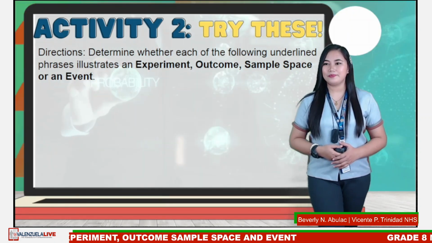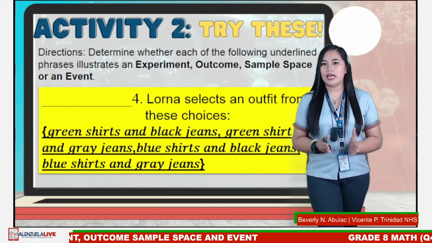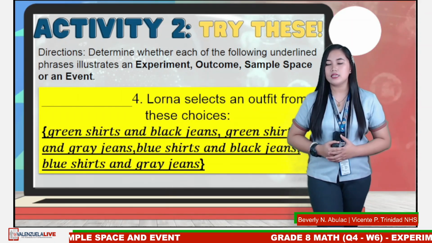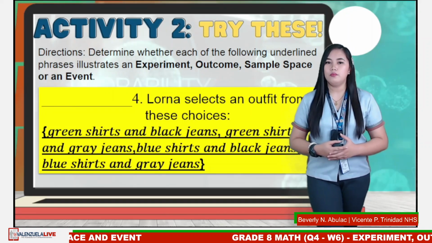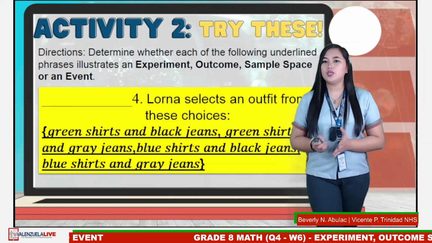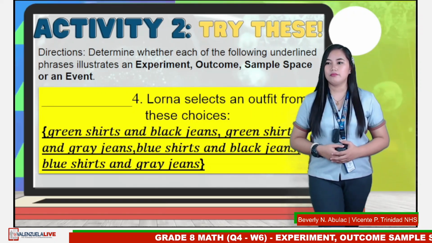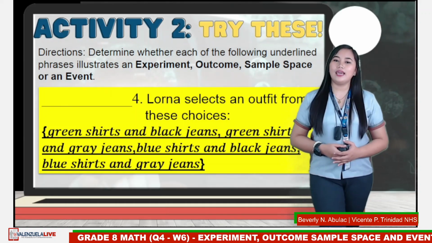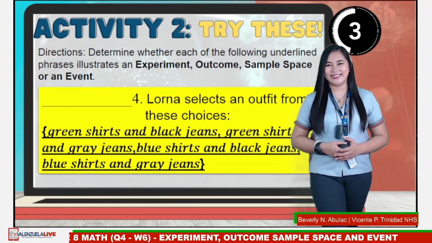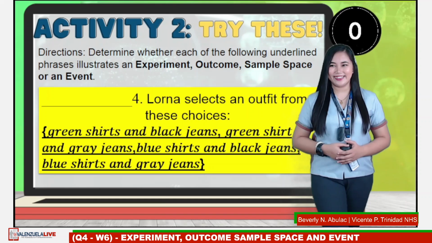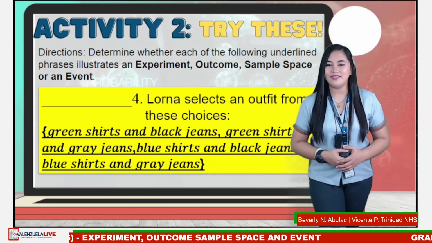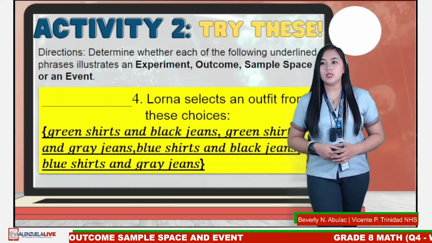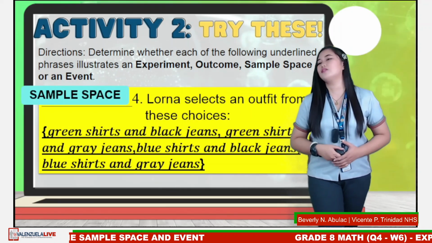Number 4. Lorna selects an outfit from these choices: green shirt and black jeans, green shirt and gray jeans, blue shirt and black jeans, blue shirt and gray jeans. What could the underlined phrase illustrate? 5 seconds timer starts now. Time's up. Again, may I see your answers on the comment section? That's awesome. The answer is sample space.